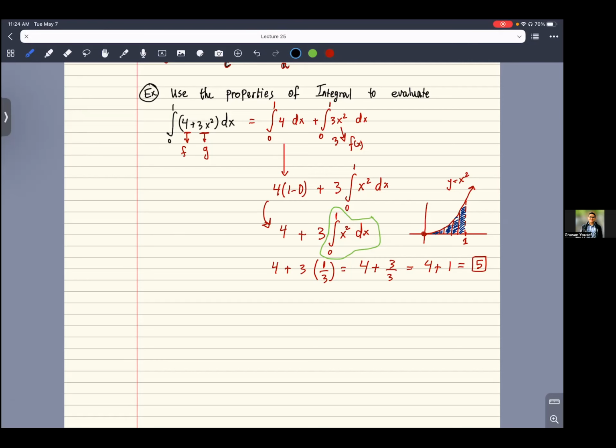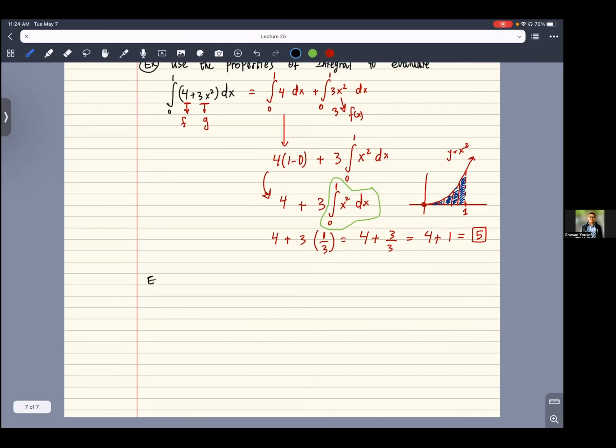Now, another example. If it is known that the integral of the function f of x dx from 0 to 10 is 17, and also the integral from 0 to 8 of f of x dx equals 12, find the value of the integral from 8 to 10 of f of x dx.